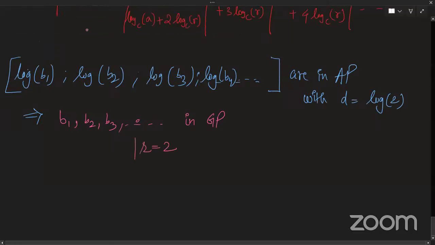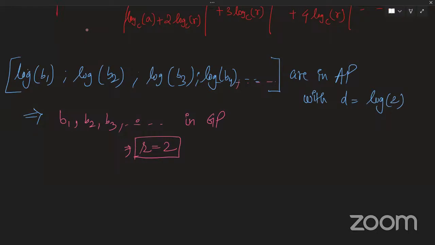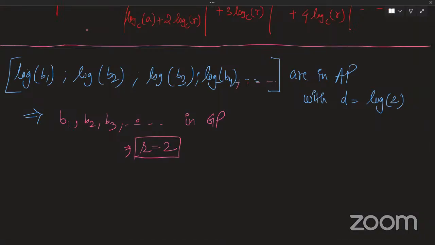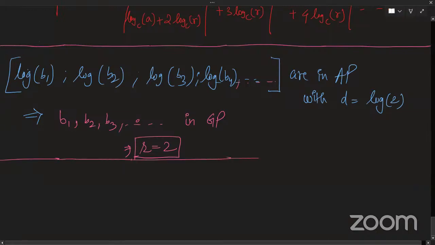Yeah, sir. Okay, great. So see, log of B1, log of B2, log of B3, log of B4, like that I have n numbers till log of Bn. They are in AP, arithmetic progression, with common difference equal to log 2. So I'm asking you, what do you infer from this information? So you infer that B1, B2, B3, B4 are in GP with common ratio equal to 2. Fine. Now you get what I'm trying to say.